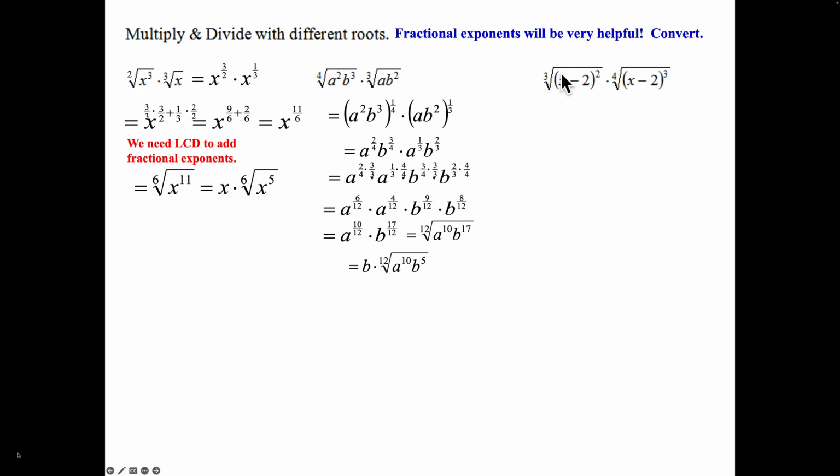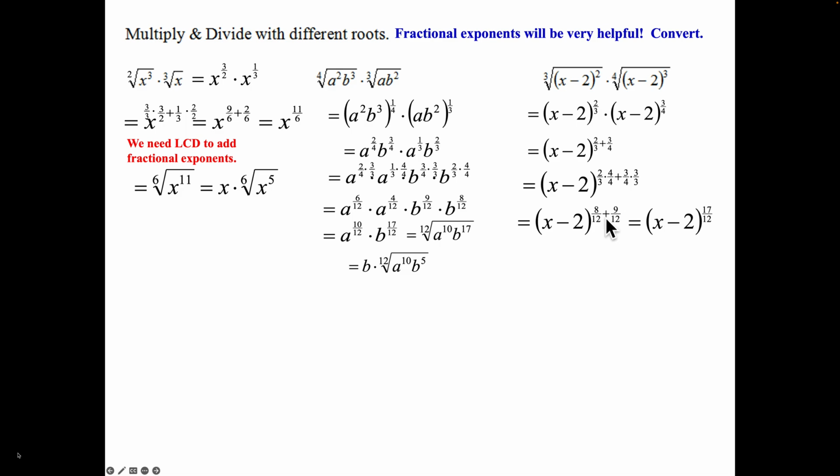Okay, over here we have a binomial being squared, so we're just going to write that as x minus 2 to the 2/3 power, x minus 2 to the 3/4 power. Add the powers together. Well, again, we need an LCD of 12 when we add these powers. So this is going to become 4 over 4 times the 2/3 and 3 over 3 times the 3/4. I'll get 8/12 plus 9/12 is 17/12, which is the 12th root of x minus 2 to the 17th power. And just like we had over here, 12 goes into 17 once with 5 left over, and there's my answer.